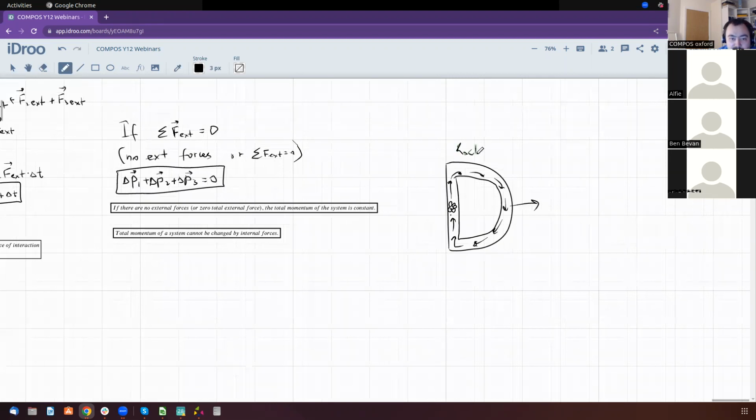Rocket cannot travel due to internal forces.